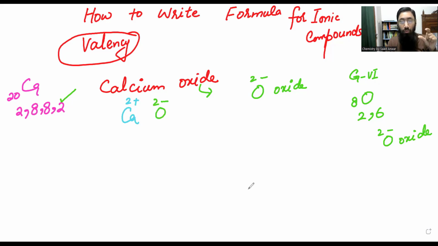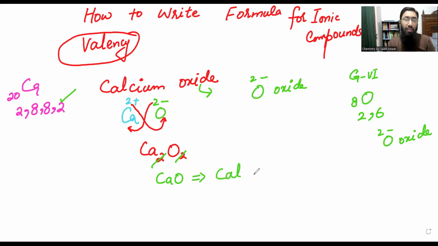Now I have to make the formula. There is a method we call crossing over. Transfer this to here, transfer this to here. So it becomes Ca2O2. As both numbers are the same, this number will cancel with this number and the final formula will become CaO. This is the final formula of calcium oxide.